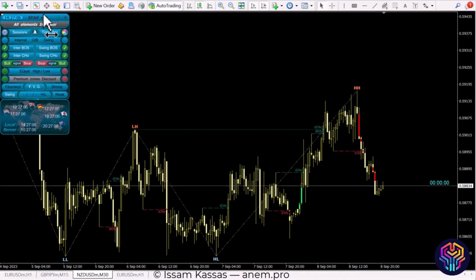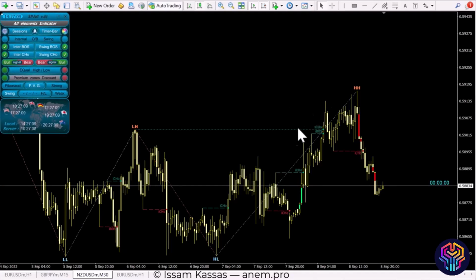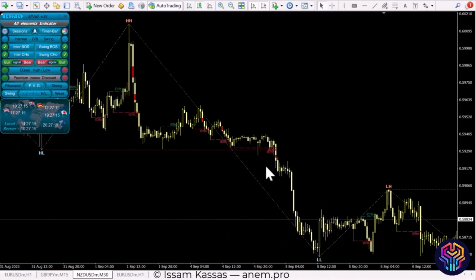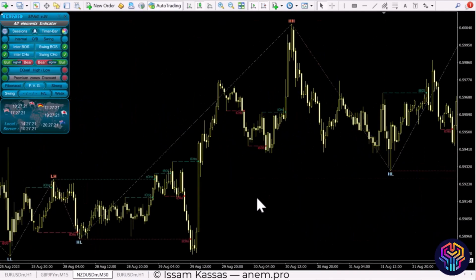At this point, we are working on the M30, or the 30-minute time frame. You can use any time frame you want. It works in the same exact way. For the sake of explanation, I'm going to take a bunch of examples that I'm going to go through.